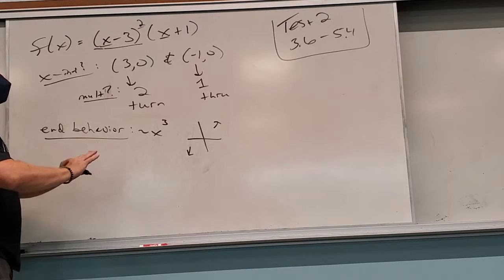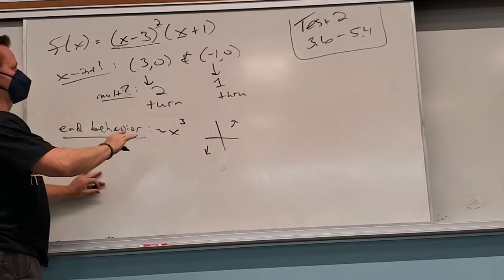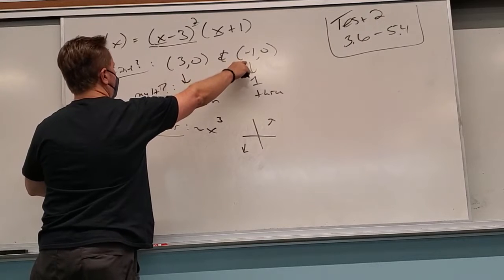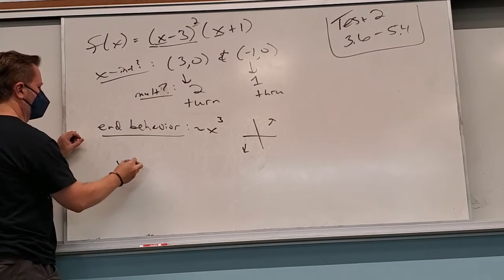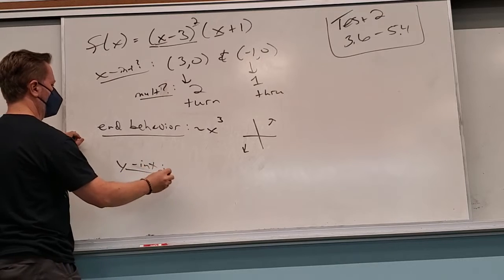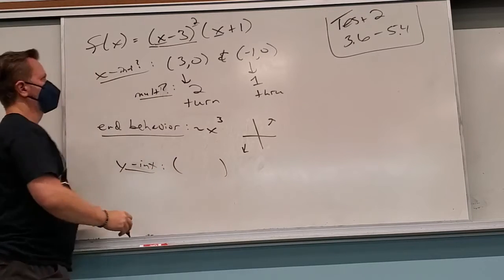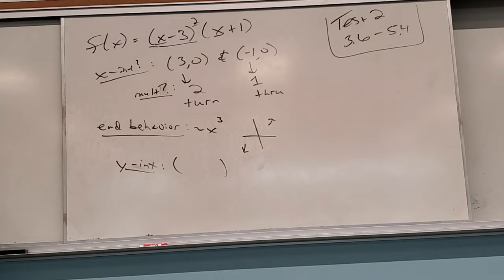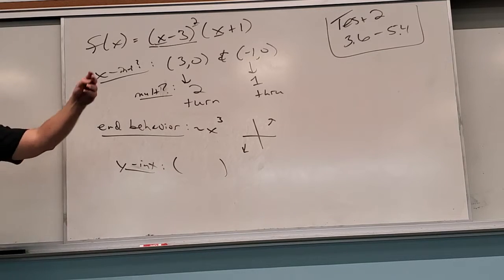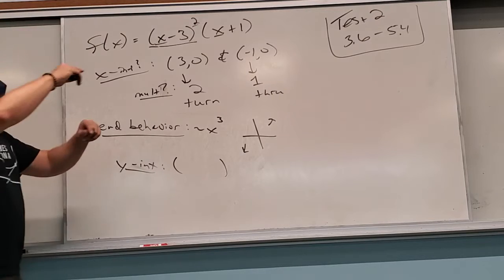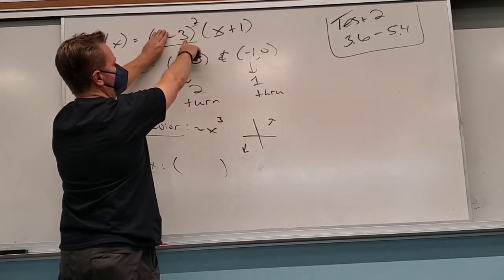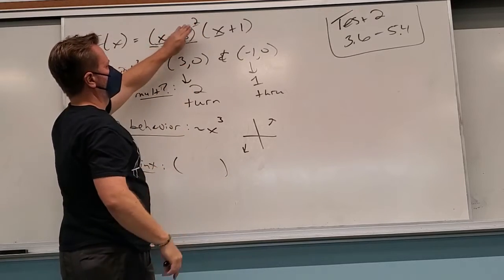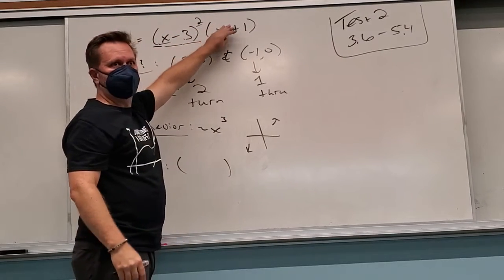All right, so let's fill in some details. We've got the x-intercepts. We've got the end behavior. What about the y-intercept? To get the y-intercept, you set x to 0. So what happens when you make x 0? So it's 9, right? Negative 3 squared is 9, times 1. So you get 9.